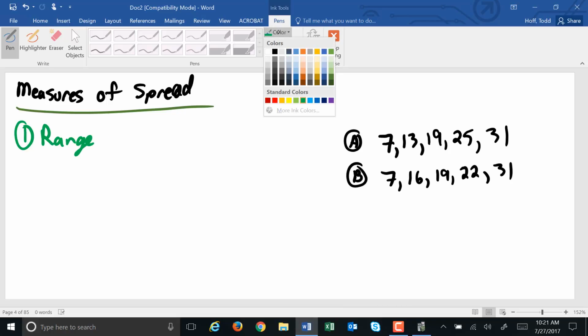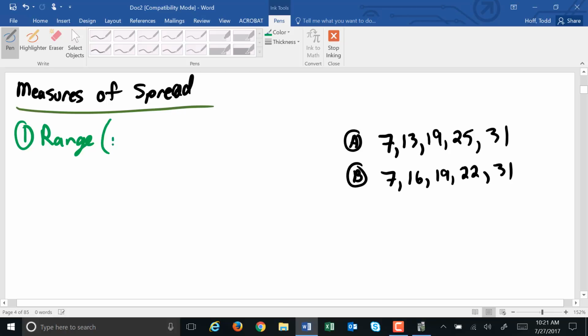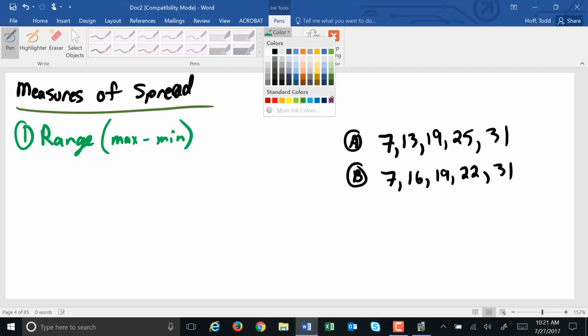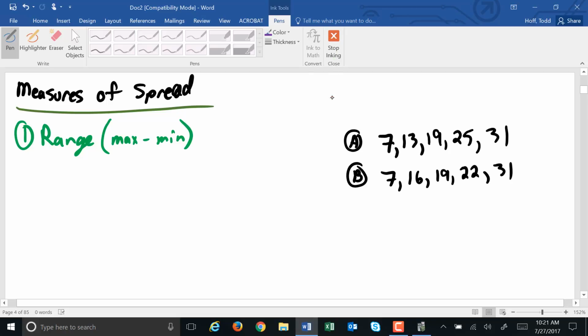Now, our last measure of center that we discussed was the mid-range. And the range is related to that. In the mid-range, we took the maximum and added the minimum to it and divided by 2. For the range as a measure of spread, we're just going to take the maximum and subtract the minimum.